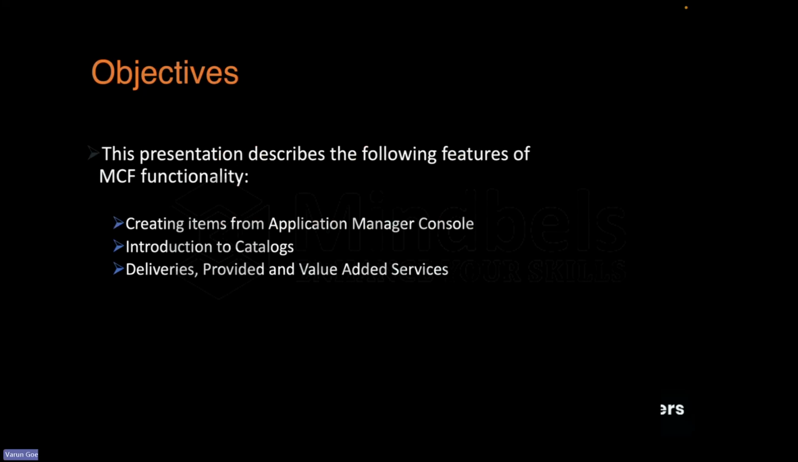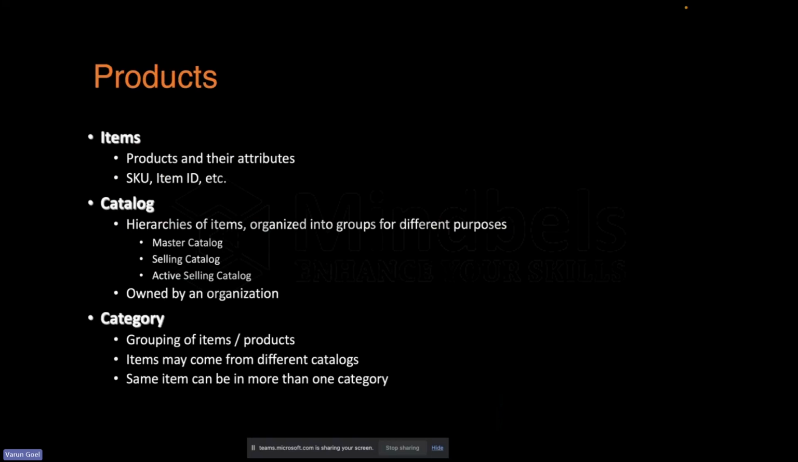Okay, so the below presentation will describe a few features. One is how you can create an item manually in your application manager console, which is not a good option in production. This is just to give you a glimpse of how you can create an item manually. Introduction to catalogs, deliveries provided and value-added services.